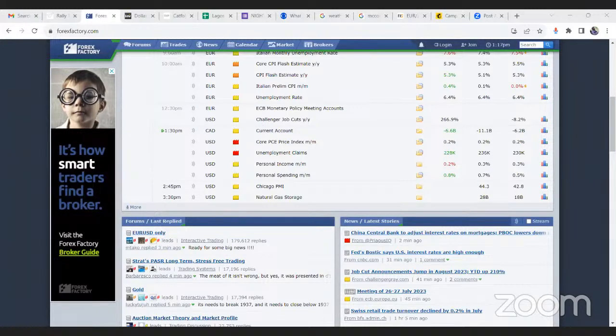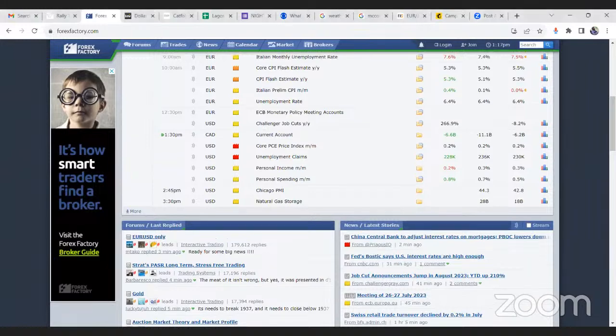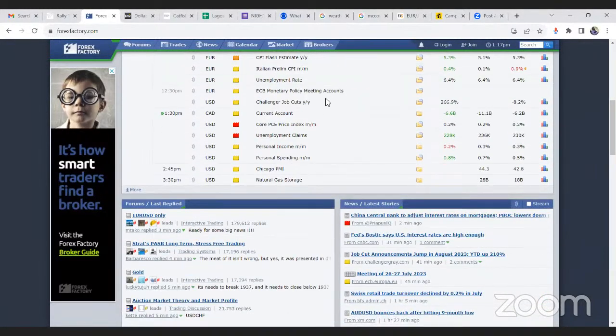Now, I was saying that unemployment claims was painted green. And why? Because we were expecting 236,000, but it came out as 228,000, which is about 8,000 reduction. So it shows there's a fall in the number of unemployed people, and that is good for the dollar. That's good for the dollar.